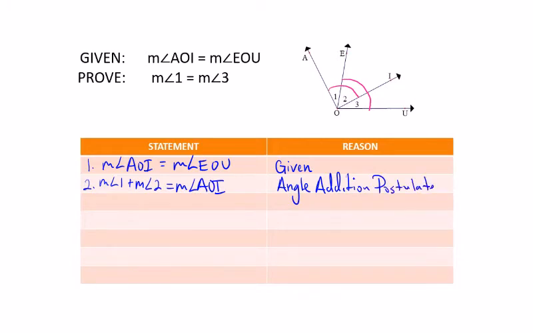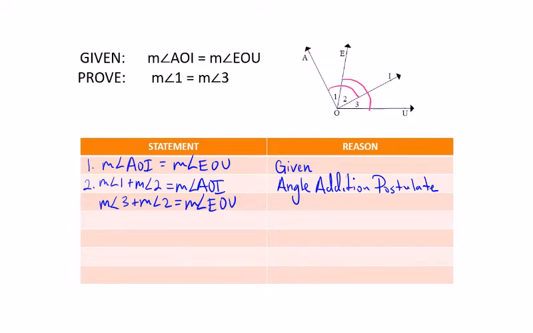All right. So in the same way, I can say that angle 3 plus angle 2 equals angle EOU, right? With the same postulate. So I'm just going to keep that as my second statement. Measure of angle 3 plus the measure of angle 2 is equal to the measure of angle EOU by the same postulate, right? So I'll just keep that as one statement.